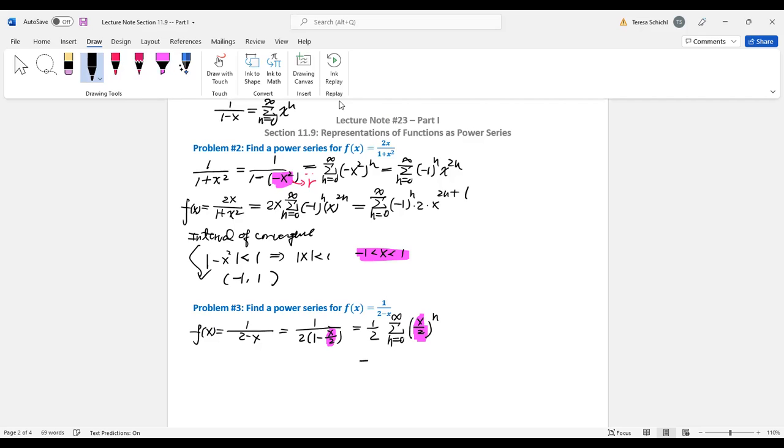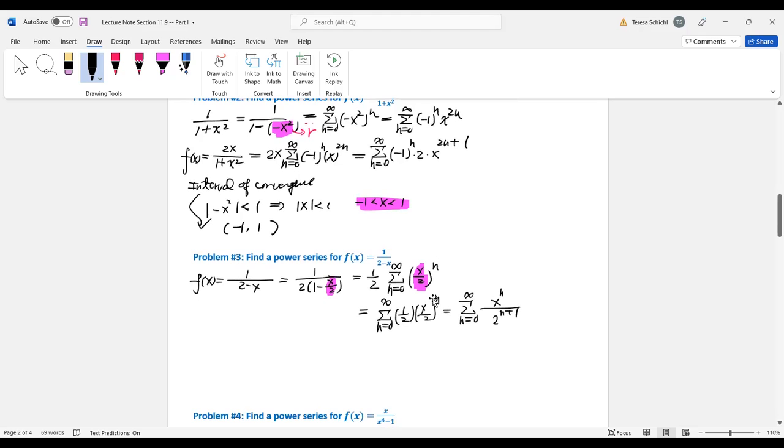So now you can move the 1/2 in. So this is the sum for n from 0 to infinity of 1/2 times x over 2 to the n. So the final power series will look like what? x to the n. What is the bottom here? 2 to the n, and with the extra 2 it's n plus 1. Right? Okay, so the same way, what is the interval of convergence here?